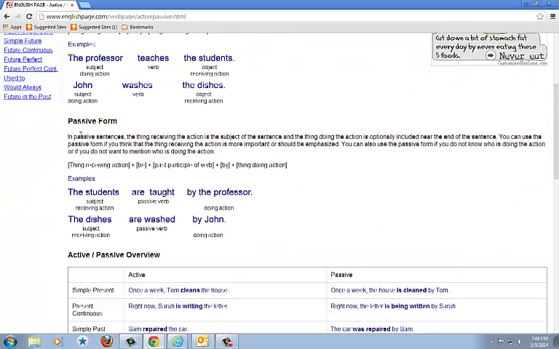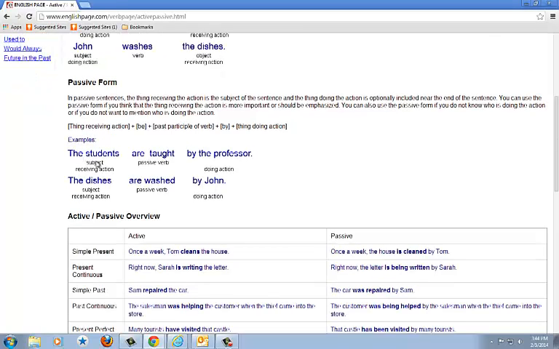In the passive form, this changes a little bit. We still have the subject, the verb, and the object, but this time the subject is receiving the action and the object is doing the action. So here, the students are taught by the professor. Students is the subject, but are taught is the passive verb. And they are taught by the professor.